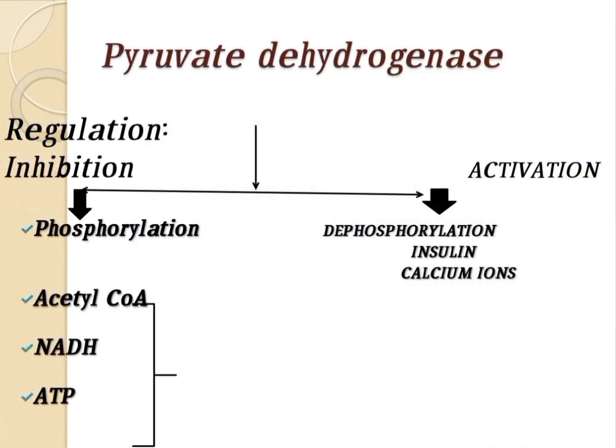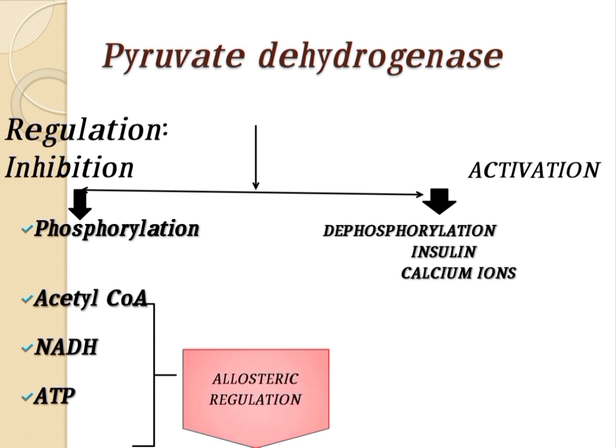If regulation of pyruvate dehydrogenase is concerned, then this enzyme is covalently modified by phosphorylation as well as dephosphorylation, thereby inhibiting or activating it. Now, this enzyme is also allosterically regulated by acetyl coenzyme A, NADH as well as ATP by end product inhibition.